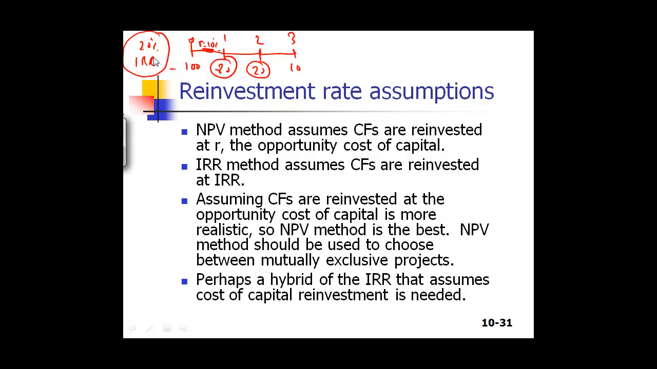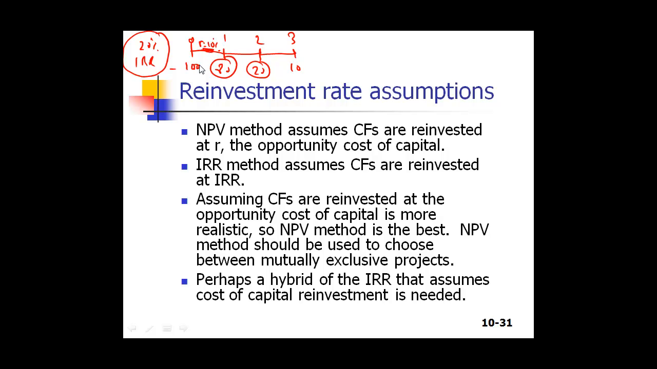Now, the NPV assumption is theoretically the correct assumption. The IRR assumption is an incorrect assumption. And that is one reason why the IRR method is somewhat defective. IRR incorrectly assumes that your cash flows are reinvested at the IRR rate. So the point here is that if you are assuming that these intermediate cash flows are reinvested at a higher rate, that means that the IRR that you are calculating is overstated. It is overstated if your IRR is greater than WACC.